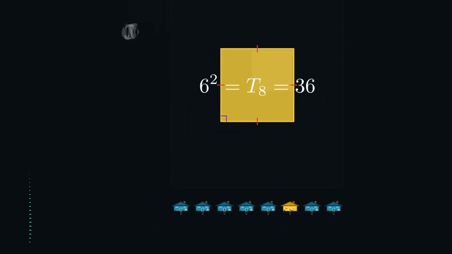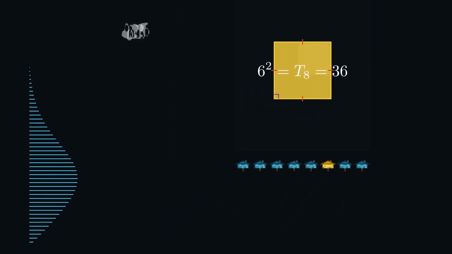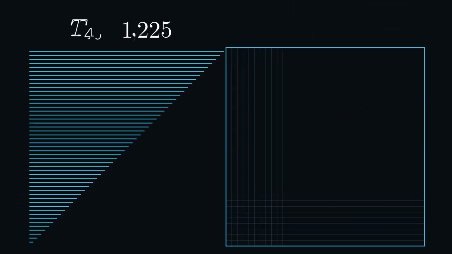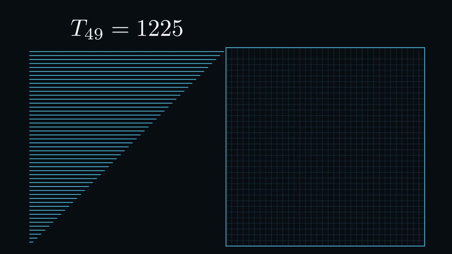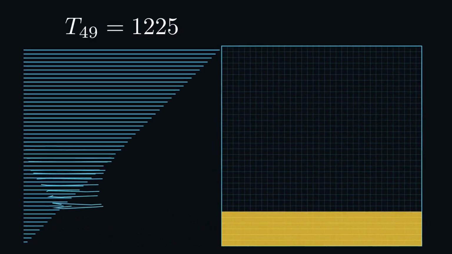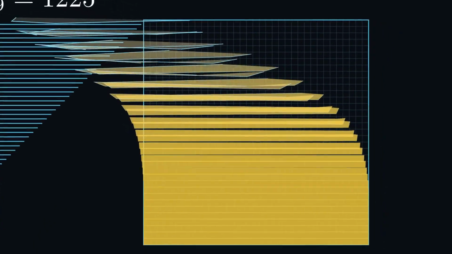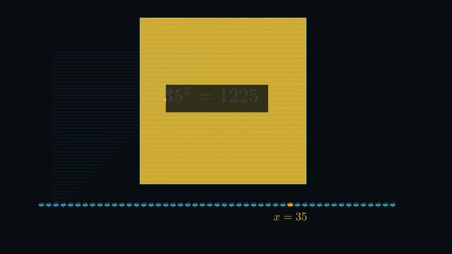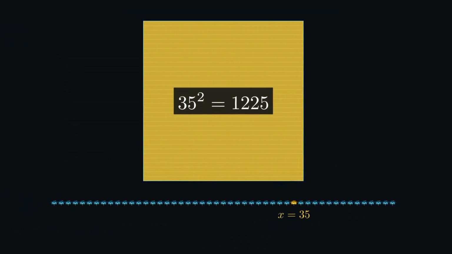The same test scales to 49 houses, forming a much larger triangular stack. Its total is 1,225. That number equals 35 squared, so the triangle fills an exact 35 by 35 square. Therefore, house 35 balances the 49-house street, the next solution after 8 and 6.